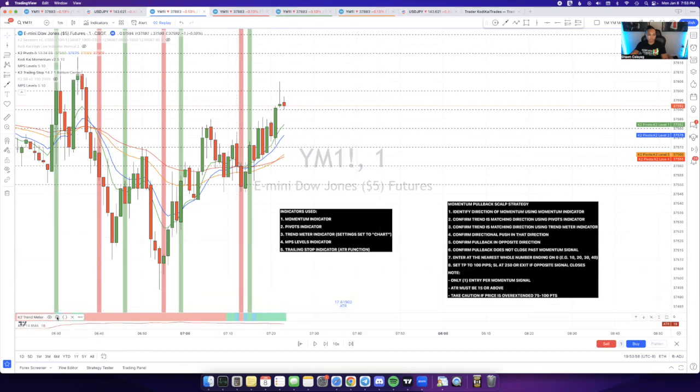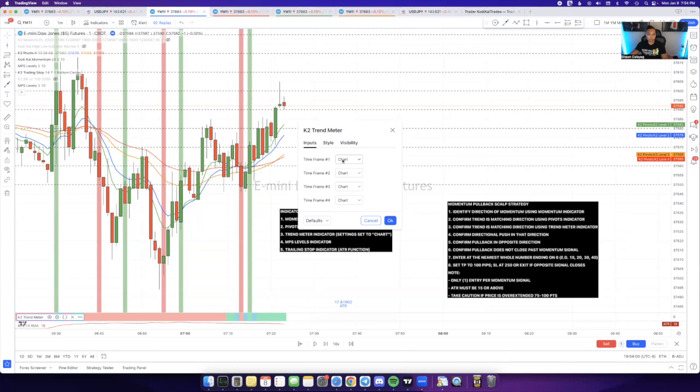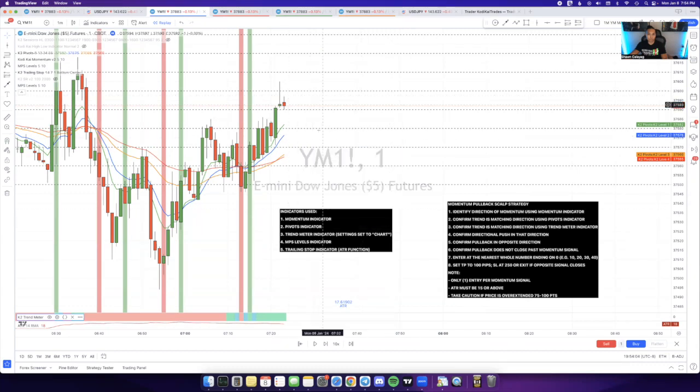For the trend meter, you're going to be using settings at chart, and you can do that by going into your settings right here and making sure that all the inputs are set to chart. This is going to give you the trend for the specific time frame that you're currently on. So with that said, let's start off with the first requirement.